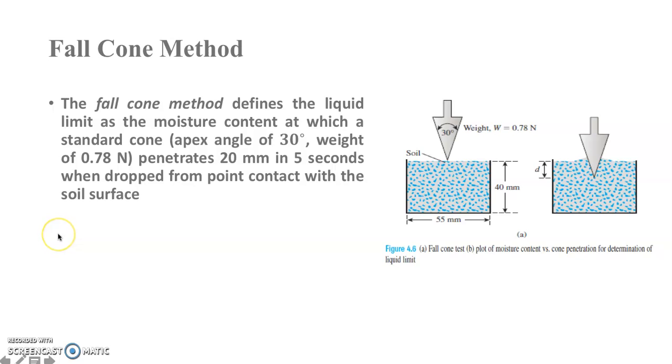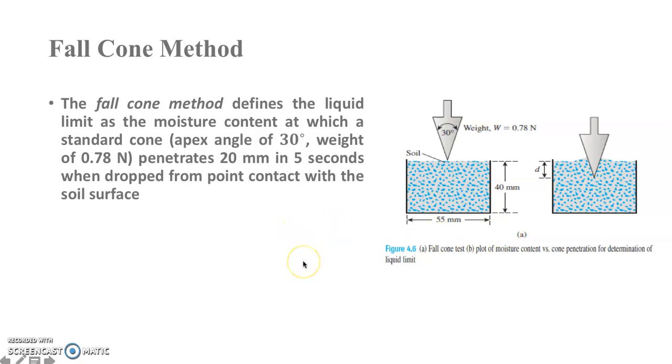Then we have what we call the fall cone method. The fall cone method is also used to identify the liquid limit. For this method, it defines the liquid limit as the moisture content at which a standard cone, apex angle of 30 degrees, weight of 0.78 Newton, penetrates 20 mm in 5 seconds when dropped from point contact with the soil surface. For this one, the figure illustrates the fall cone method.